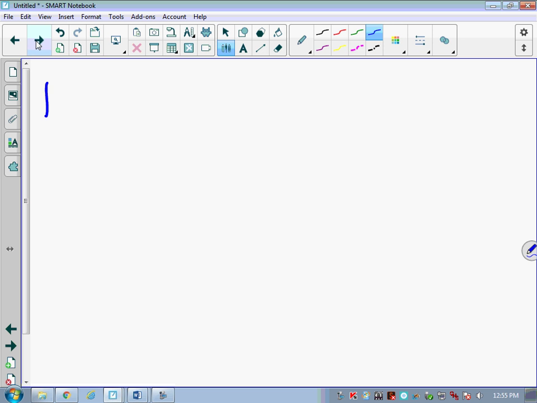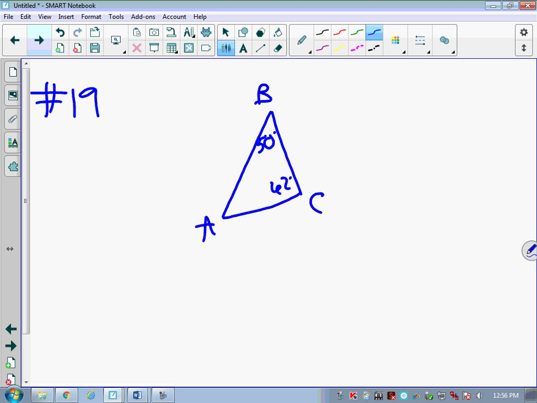All right. Number 19. Okay? And I think this is the last question we have to cover. Okay, we have to cover this one. It says find AB, round your answer to the nearest tenth. So all we need is this right here. What am I going to use?